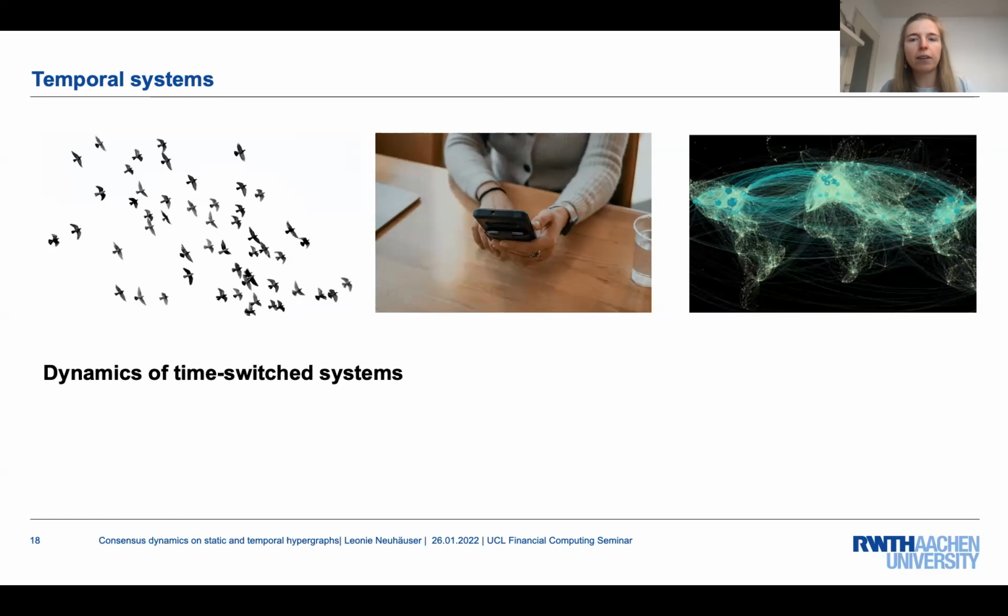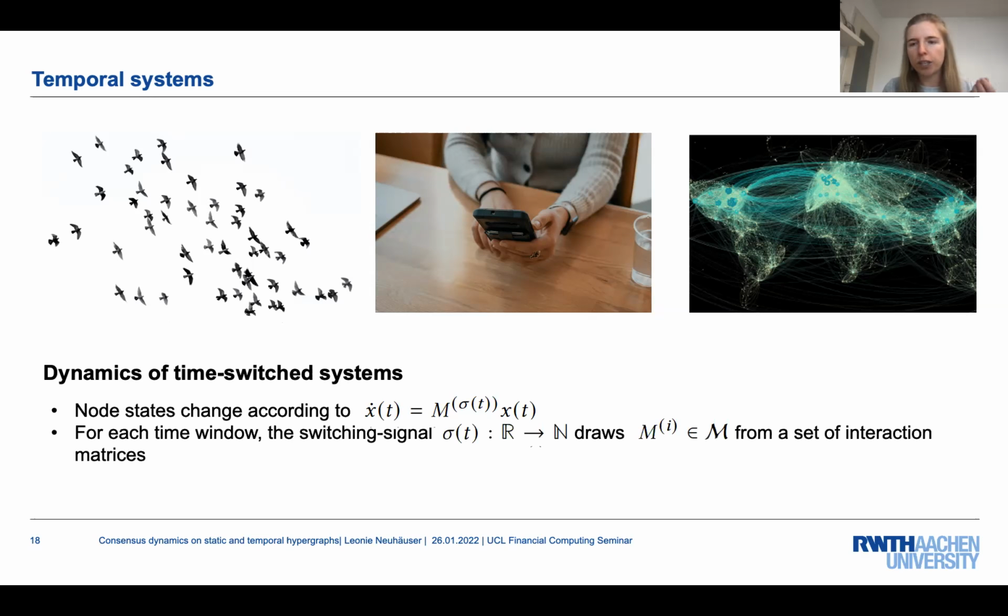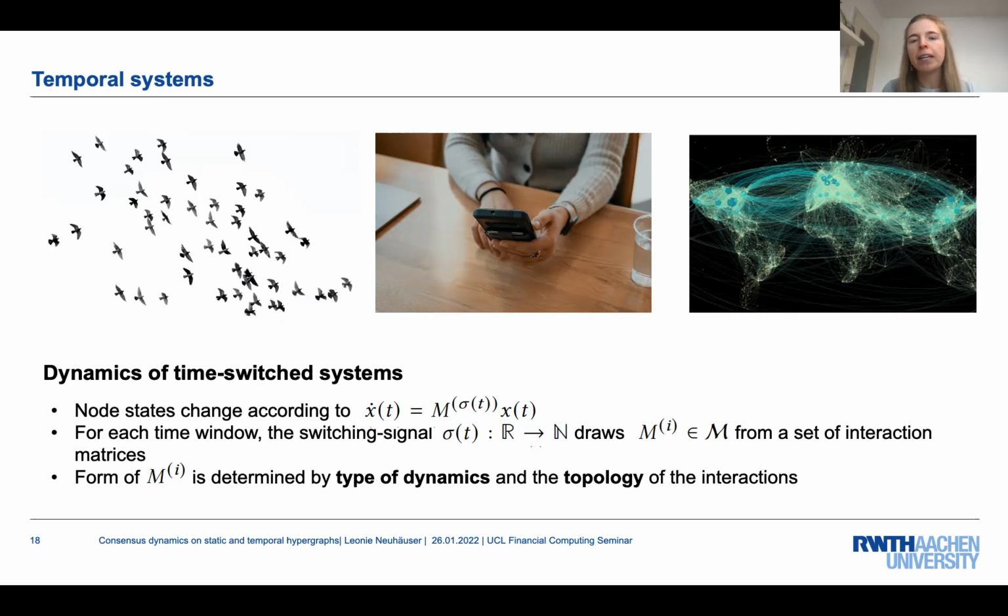So such systems can often be modeled as time-switched systems, for which a switching signal selects an interaction matrix from a set of matrices for any point in time. And then this matrix determines the evolution of the node state vector for that time frame. So as you already asked before, we're looking at a time switching topology here now. And the form of the operator is determined both by the type of dynamics, so if it's diffusion, consensus, synchronization, or whatever, and then also by the topology of the possible interactions.